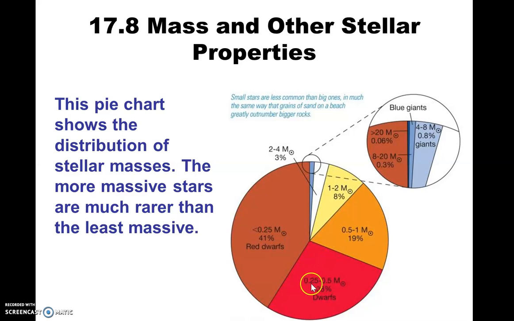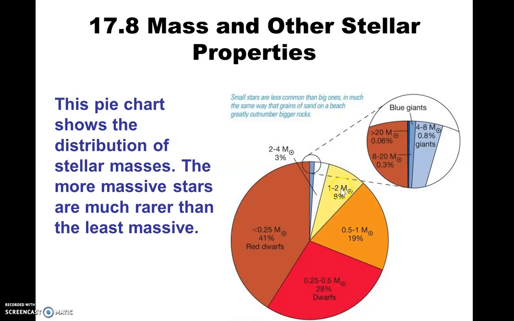And then there are what are called dwarf stars. That's about 28% of the stars that we looked at in our galaxy. Those are anywhere from 1/4 to a half the mass. And then there are stars that are actually considered dwarf stars as well, anywhere from 0.5, or half the mass, to 1 times the mass of the sun. You get about 19%.